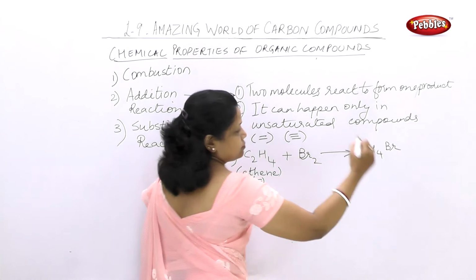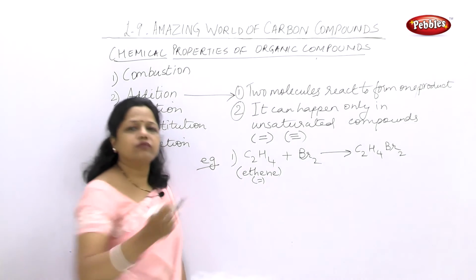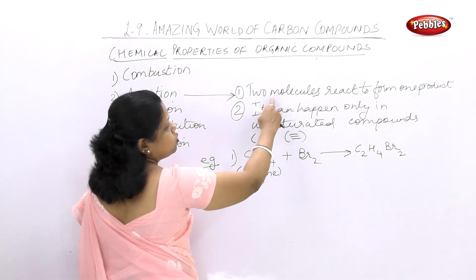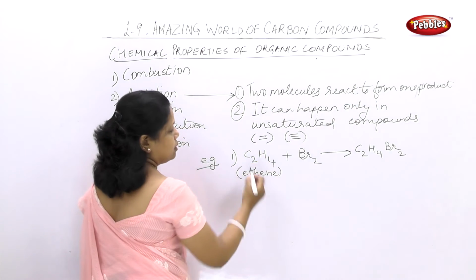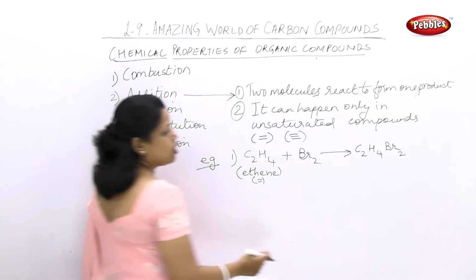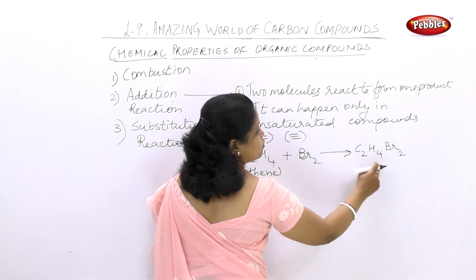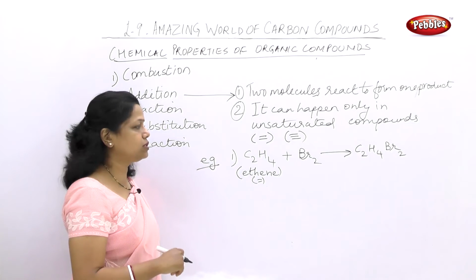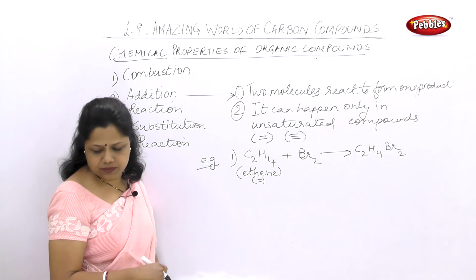C2H4Br2. This is the product formed. First characteristic: two molecules react to form one product. One molecule of ethene and one molecule of bromine form a compound, which is C2H4Br2. I am not naming it now. Let's see how the structural formula shows.